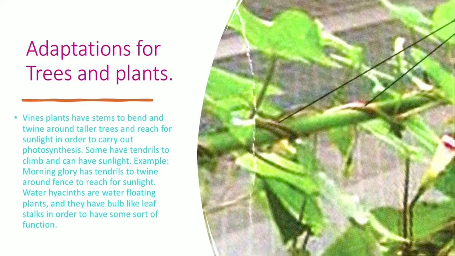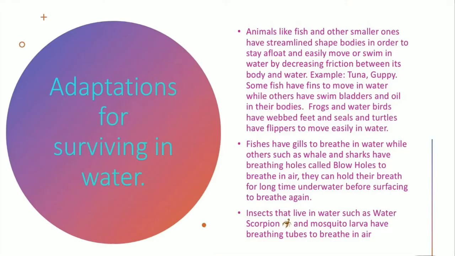Plants living in water. It is about water hyacinths. I don't know how it's pronounced. Water hyacinths are called water floating plants, which have bulb-like leaf stalks in order to have some sort of function. Adaptations for surviving in water.